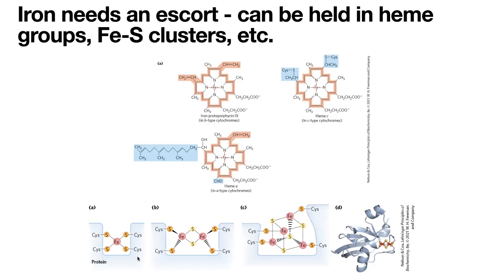Also good for holding onto iron are cysteines. So the sulfur, so this would be like an iron-sulfur cluster, as well as you can have them coordinated in these things called Rieske proteins, where you have them coordinated by histidines. So various ways we can hold on to those metals and take advantage of their ability to give and take electrons.